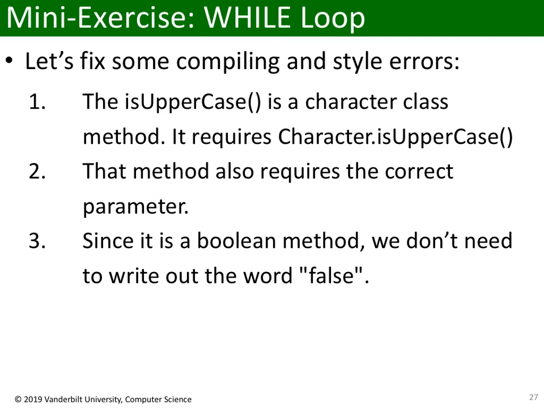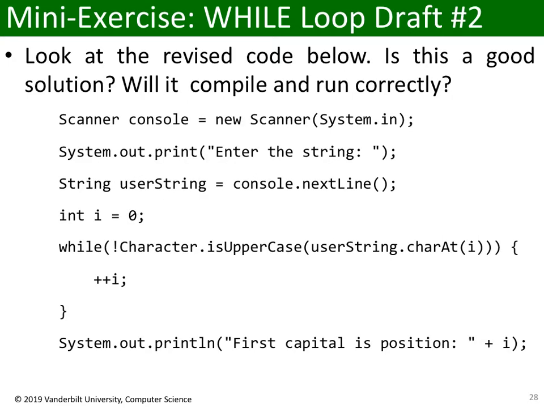So let's fix these errors. First of all, rather than attempting to use a method via the dot operator on a char value, what we need to do is use the Character class, which is a wrapper class for char values, and use isUpperCase and provide the char as a parameter to that method. Then we also need to not use the == false in our Boolean expression, because that's clunky and not very readable, and so it would be much better to use a more readable approach to that Boolean expression. So let's fix these. So here's the revised code.